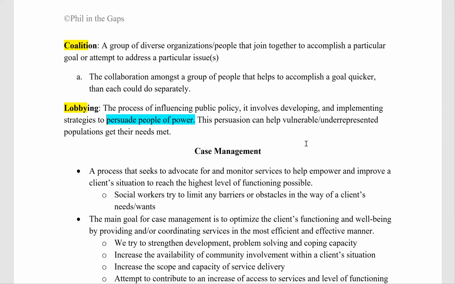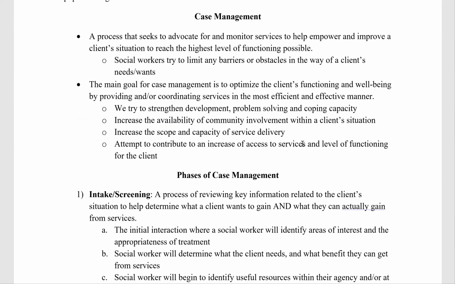Let's segue into case management, what it means, the different phases, and then we'll get into the practice questions to bring it all together. So, case management is the process that seeks to advocate for and monitor services to help empower and improve a client's situation to reach the highest level of functioning possible. And if you remember when I was describing individual client work and community work, this is exactly what I was saying. Social work at the core of it is helping to empower and improve a client's situation to reach the highest level of functioning possible.